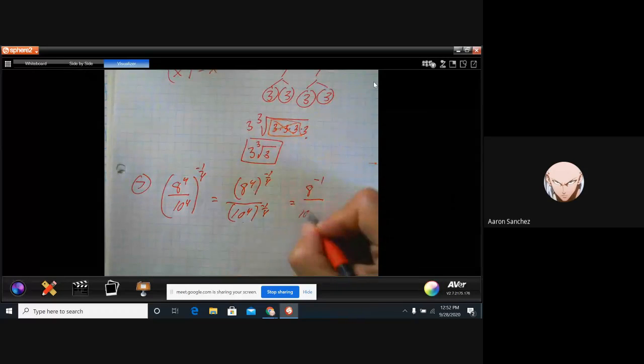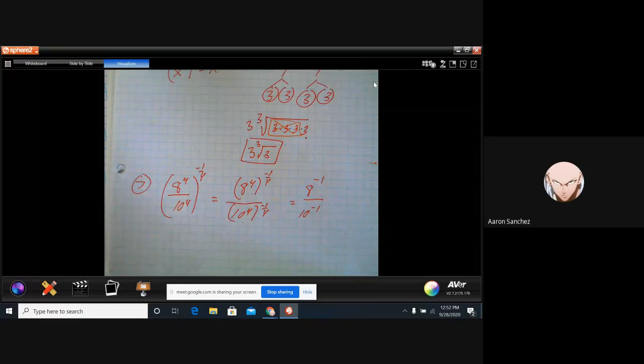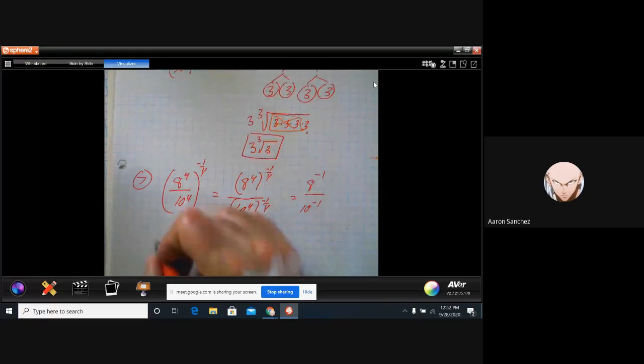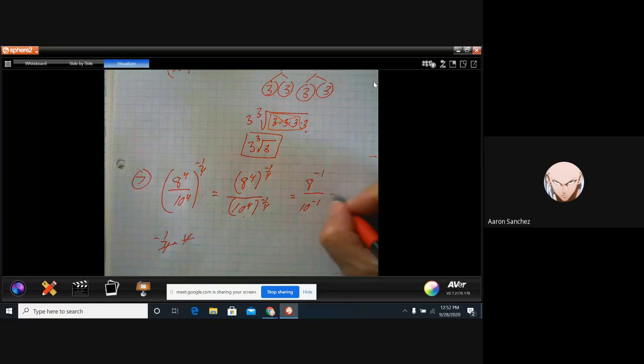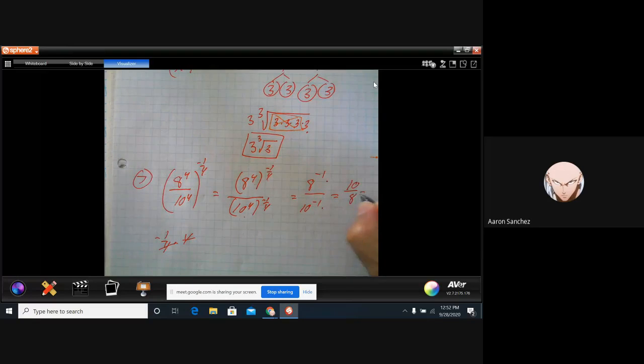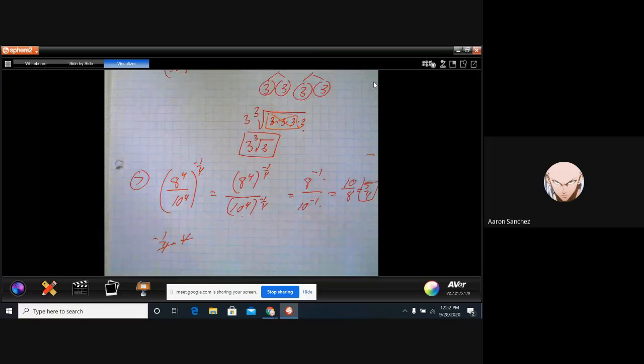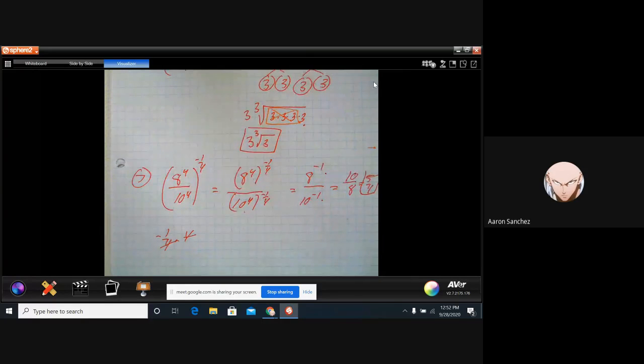Any questions on how I got that? 1/4 times 4. I can multiply it here if you don't know. Negative 1/4 times 4, right? These cancel out, and you have negative 1 left over. Now I have the negative exponent, so this means I can make this a positive on the bottom, this a positive on the top. It becomes 10 to the 1 over 8 to the 1. Both divisible by 2. 5/4. That's number 7. Fun with exponents.